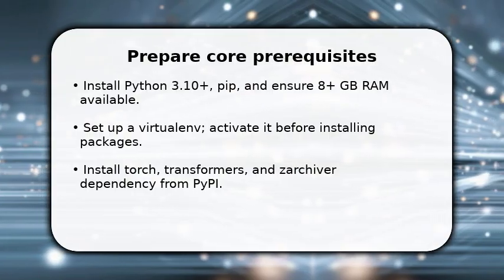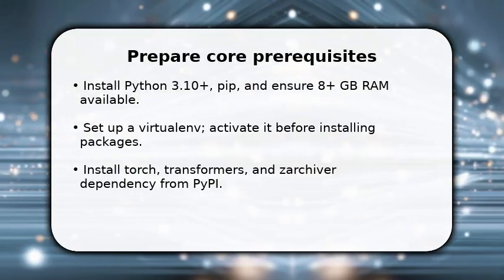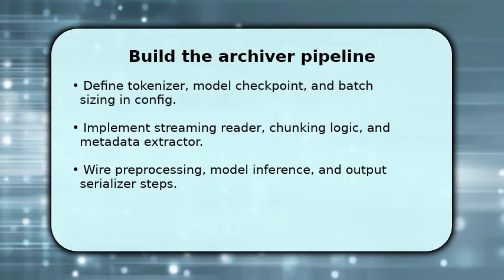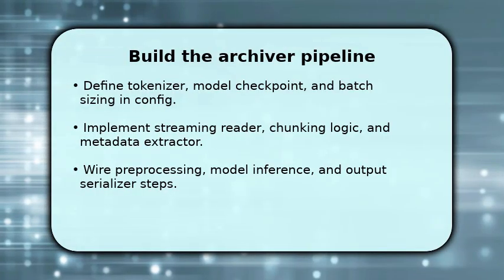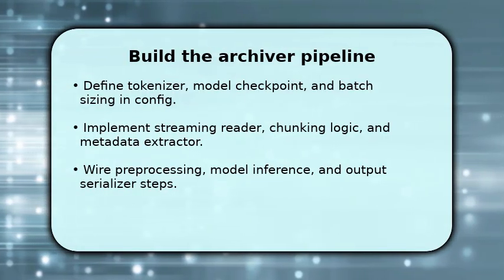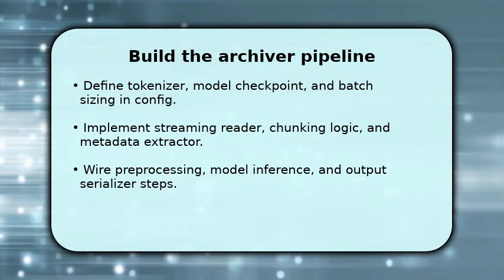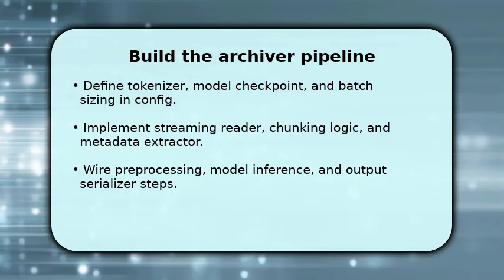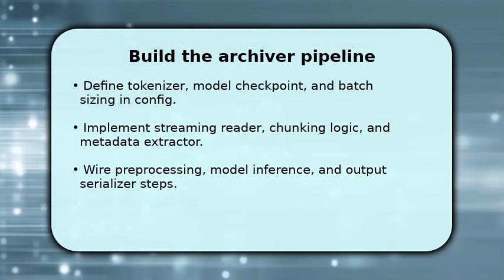Next, create a project folder and an initial config file so the archiver has clear inputs to process. You now build the main pipeline and connect pieces so data flows reliably. Start by defining tokenizer, model checkpoint, and sensible batch sizes in your config. This determines throughput and memory use.